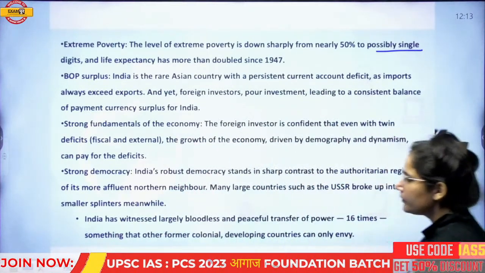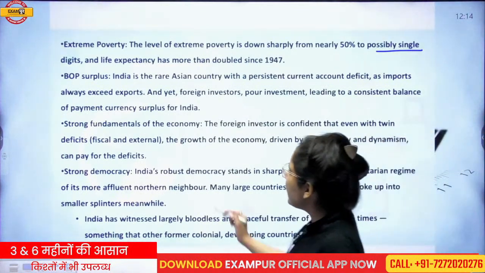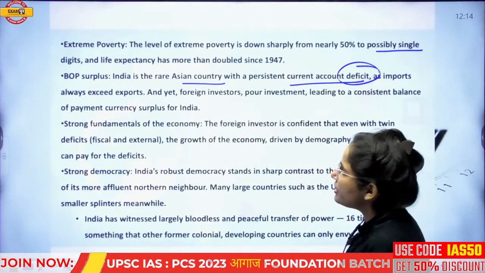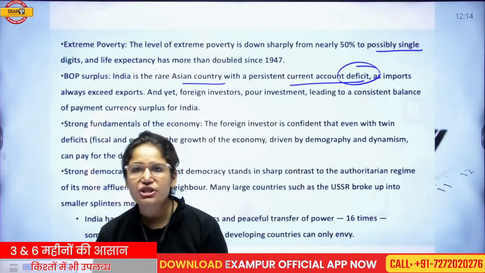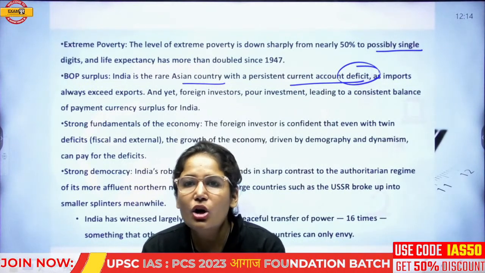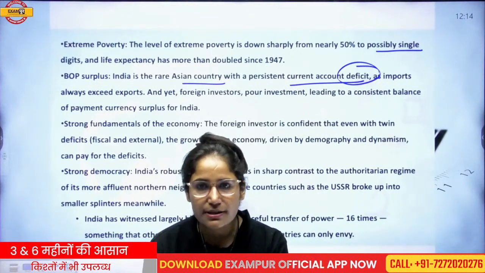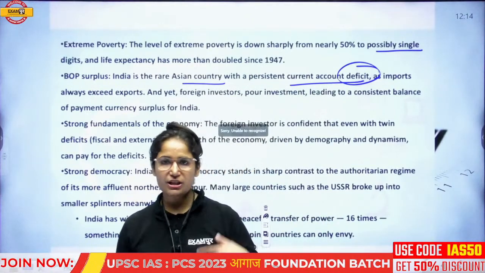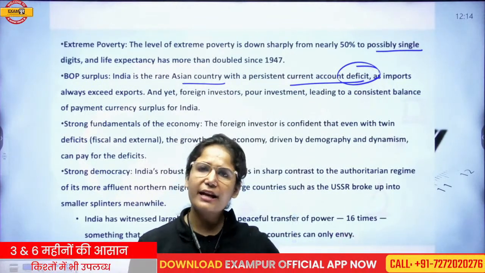Getting my point? So, strong fundamentals and the BOP surplus you are talking about. India is the rare Asian country with persistent current account deficit. Deficit is not always a negative indicator for any economy. It is just making a sense that we are spending on the imports, or we are making the spendings on expenditures. Expenditures might be just to make upgradation in the country, just to make the fulfillment in the growth criteria, welfare perspective, anything it could be.